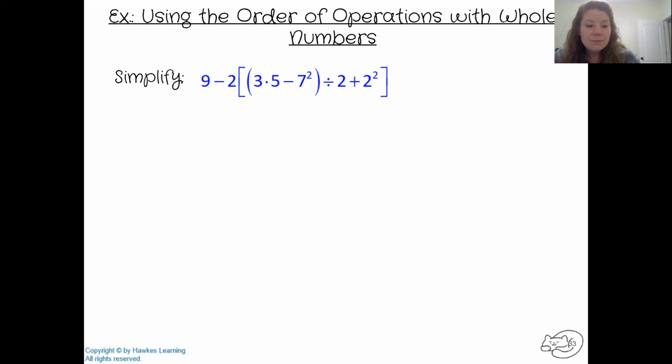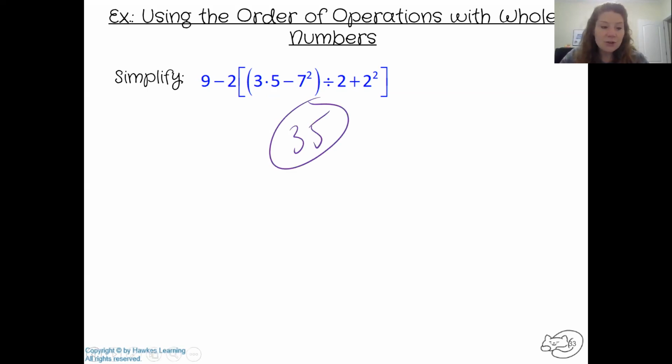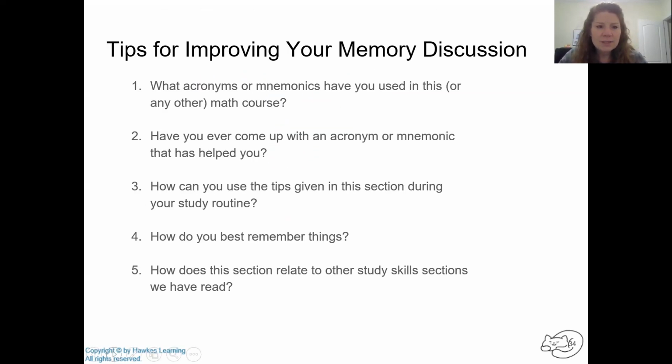Whoops. 4. And now I'm going to end with parentheses and I get 35. Did you guys get 35? Using your calculator is a great skill. All right, so anyway, hopefully you guys got this right. If not, we can go over that more when we meet this week.